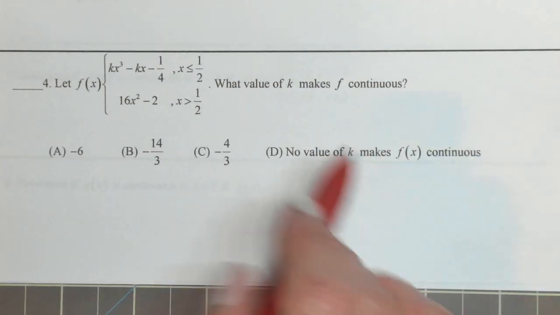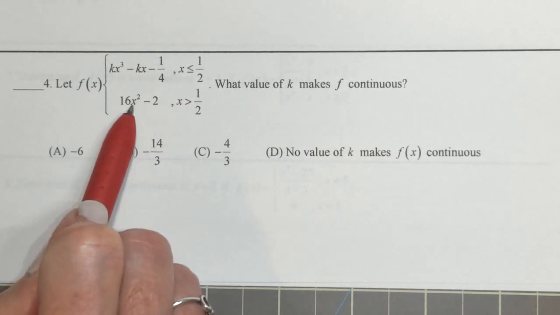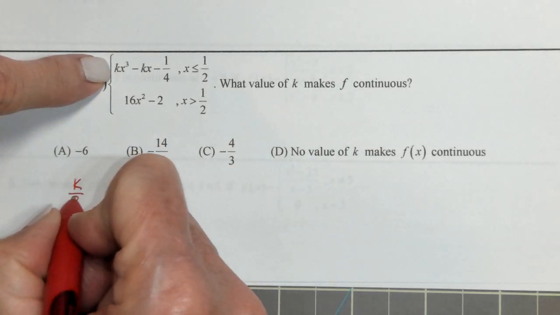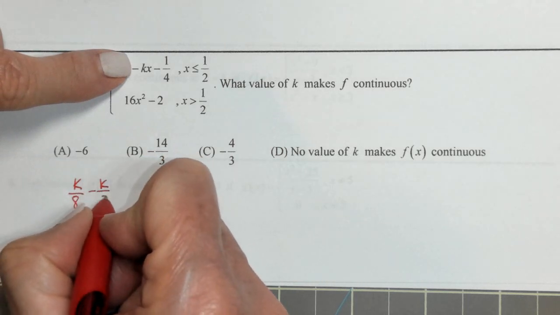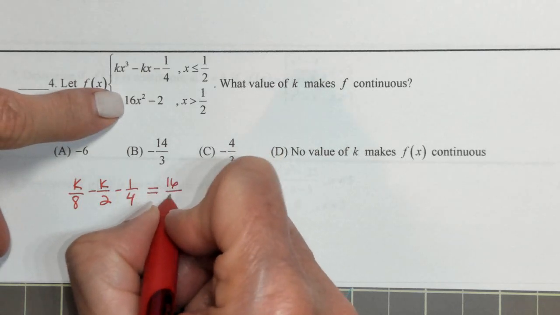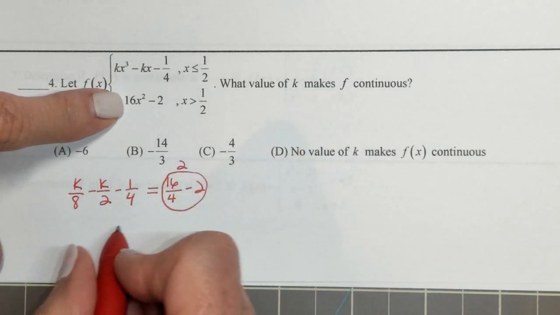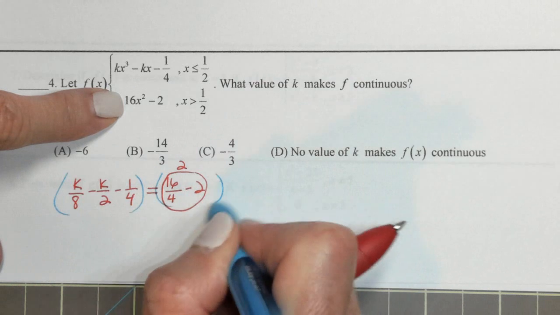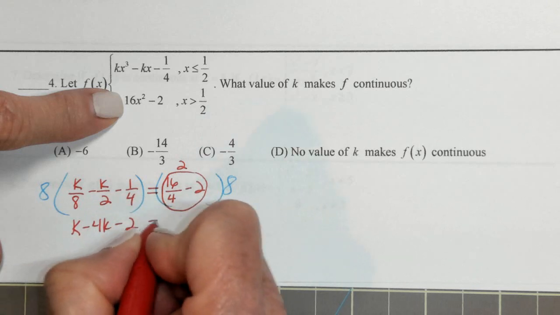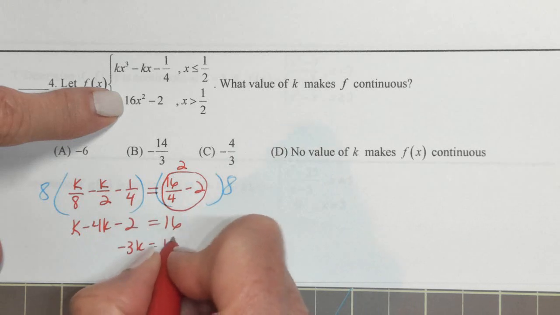What value of k makes f continuous? I'm going to put a half in for this x, a half in for that x, a half in for this x, and set them equal to each other. So I'm going to have k over 8 minus k over 2 minus 1/4, setting that equal to 16 over 4 minus 2. This is 4 minus 2, which is 2. I'm going to multiply both sides by 8. I get k minus 4k minus 2 is 16. So -3k is 18.